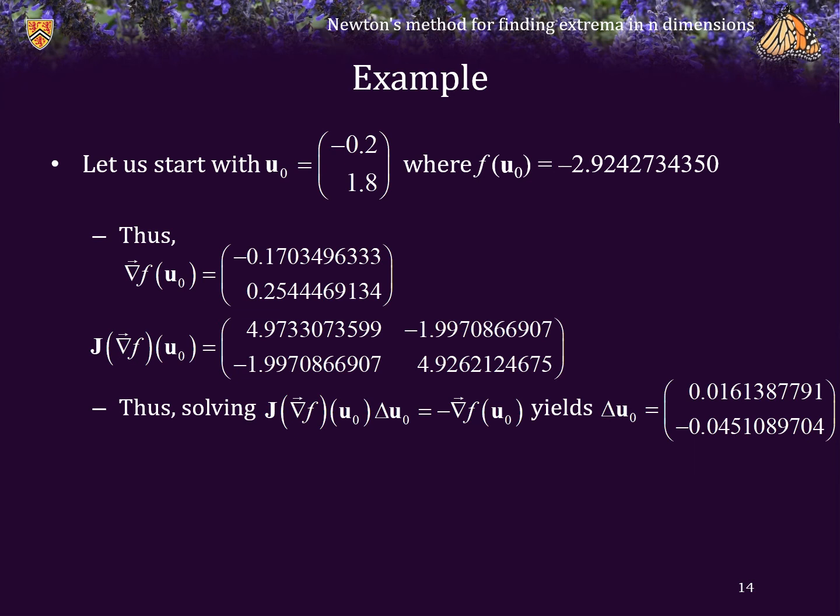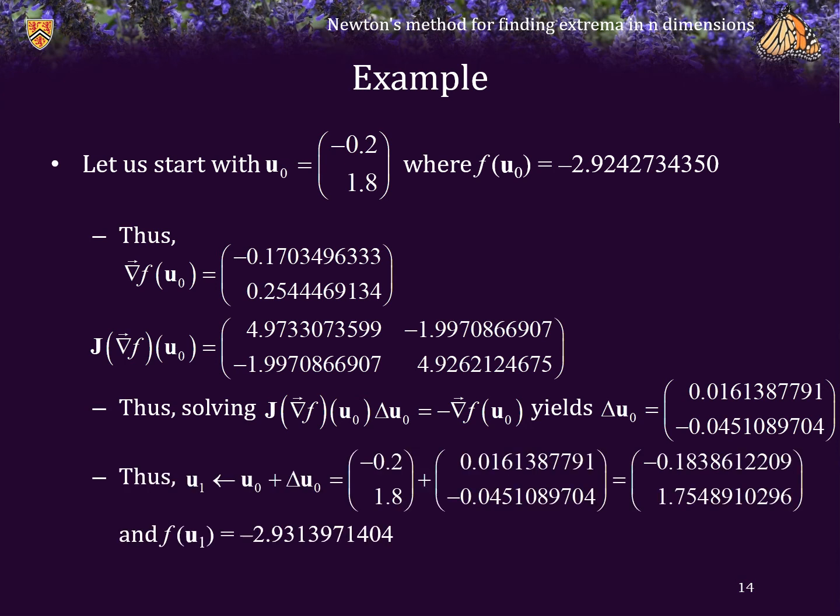Thus, we would solve this Jacobian times delta u0 equaling the negation of the gradient, and that is something we can do in Matlab or using any other package, and we get that delta u0 is this vector we see here. Thus, our next approximation is assigned the current approximation u0 plus this delta u0 which we just found, and that gives us this new vector which is close to, but not exactly, well, in the vicinity of our initial vector.